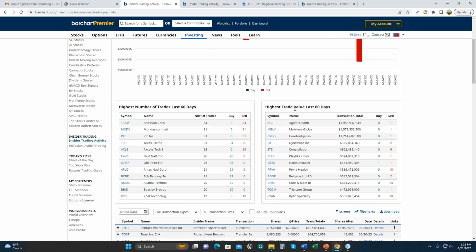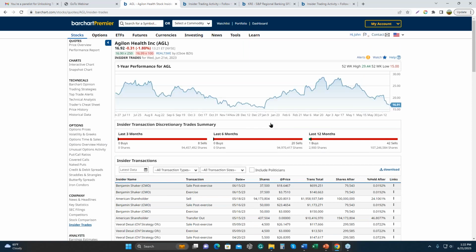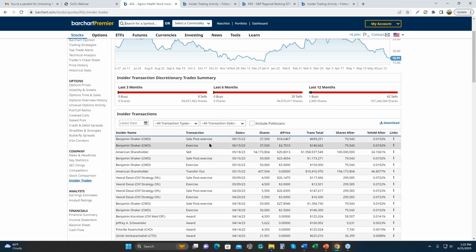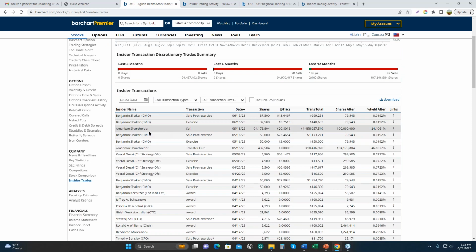So let's look at size of share, size of trade. Here we can see the highest value trade over the last 60 days is in AGL, and that looks like almost a $2 billion trade. Again, I can click on the symbol and it'll take me to all the insider activity. You can see that pretty much this has been a quiet stock, not a lot of insider activity. But of recent, we have an American shareholder.